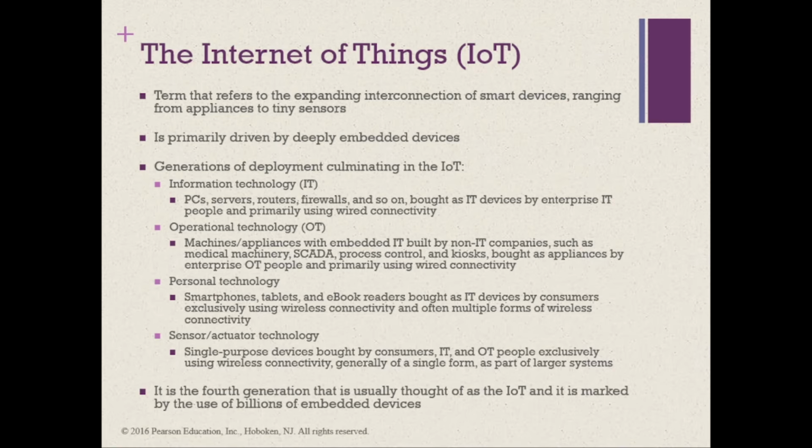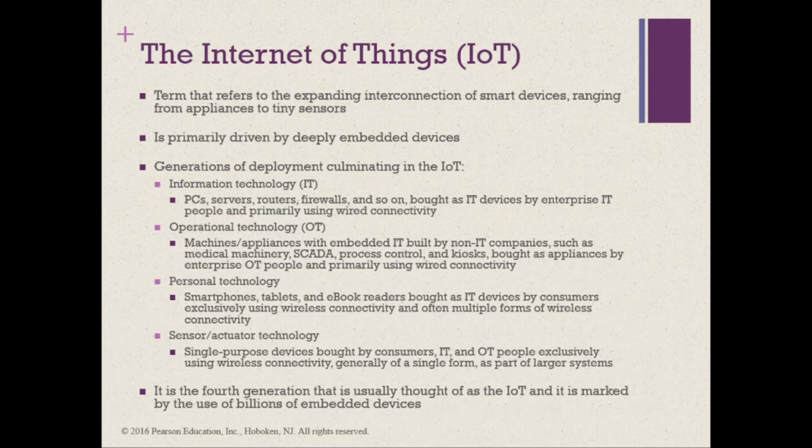With reference to the end system supported, the Internet has gone through roughly 4 generations of deployment culminating in the IoT. First is information technology or IT: PCs, servers, routers, firewalls, and so on, bought as IT devices by enterprise IT people and primarily using wired connectivity. Next is operational technology or OT: machines or appliances with embedded IT built by non-IT companies such as medical machinery, SCADA, or supervisory control and data acquisition, process control, and kiosk, both as appliances by enterprise OT people and primarily using wired connectivity.